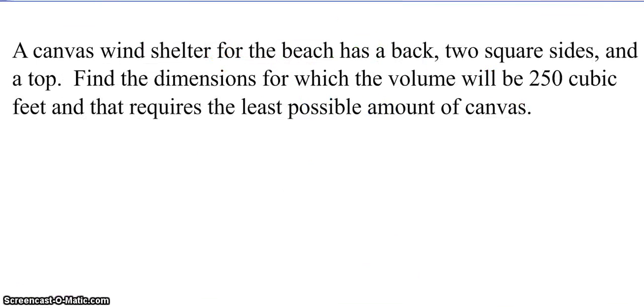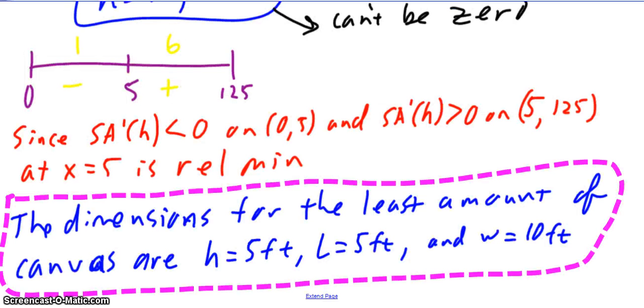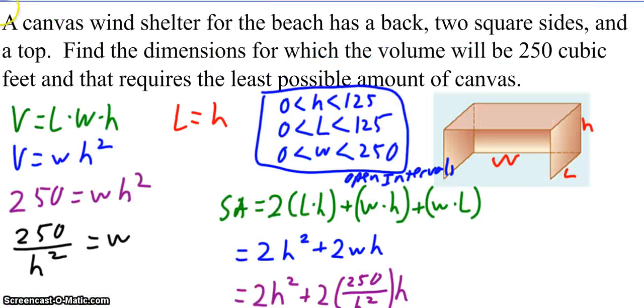Next one. A canvas wind shelter for a beach has a back, 2 square sides, and a top. Find the dimensions for which the volume will be 250 cubic feet, and that requires the least possible amount of canvas. Pause the video, unpause when you're ready to check your work. Alright, so here we should end up with the dimensions for the least amount of canvas are going to be a height of 5 feet, a length of 5 feet, and a width of 10 feet. So now let's look at how I came up with that.